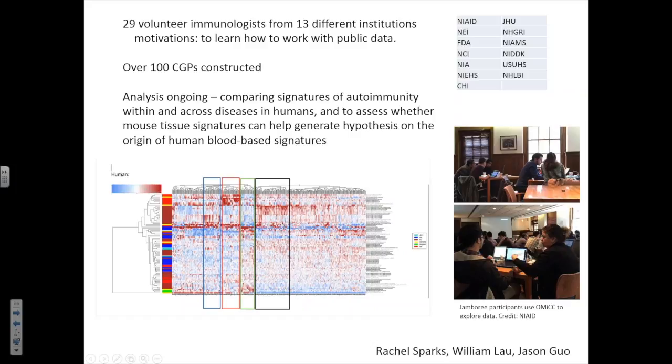So we constructed overall over 100 of these comparison groups, and the analysis is still ongoing, but it's already quite clear that many of the CGPs constructed are quite high quality, so they're biologically very meaningful as we look through them. And when you look at signatures across the data sets in humans, there's definitely very strong conserved signatures across data sets that we can detect.